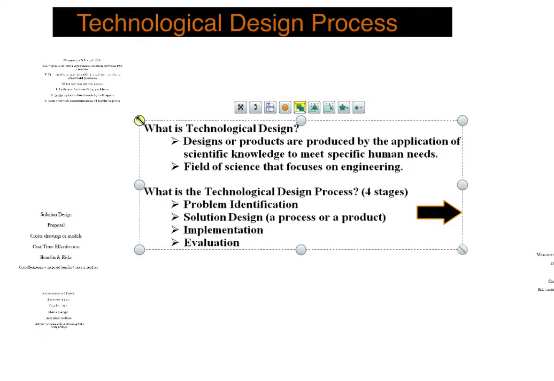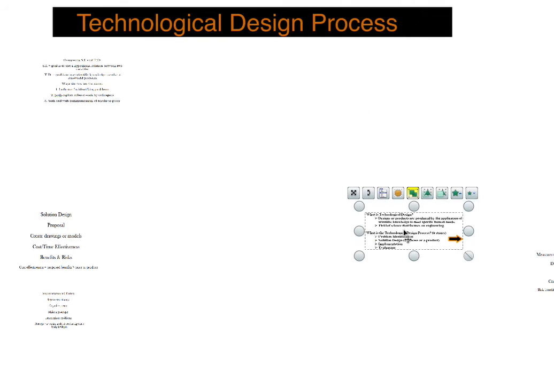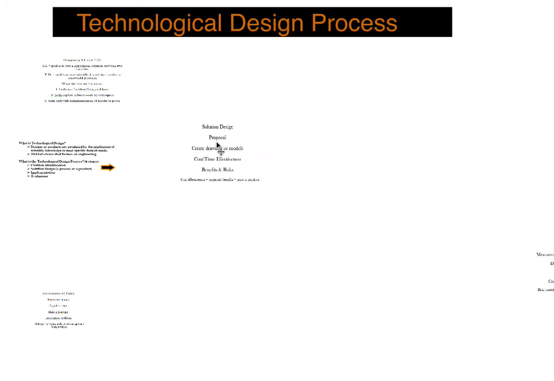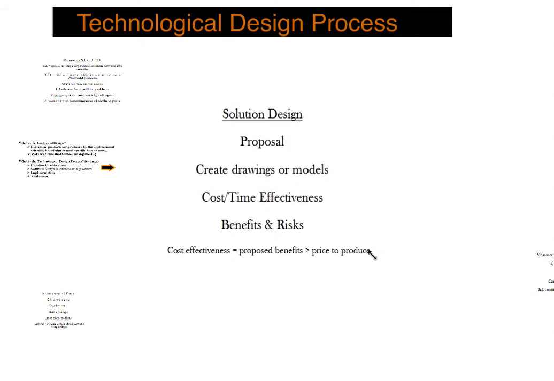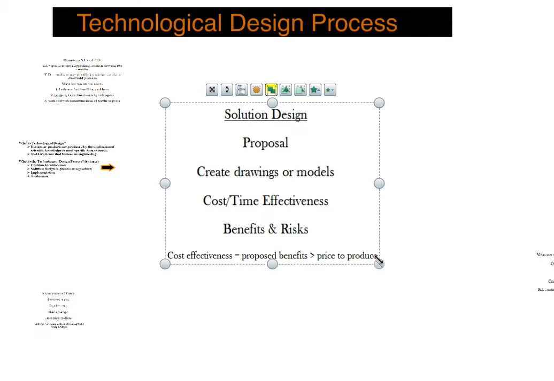So let's go into a little more detail on solution design. Solution design starts with a proposal, and you're going to create drawings or models, evaluate cost and time effectiveness, and then determine benefits and risks. So a proposal would be a basic general idea of how you're going to go about solving the problem. Then you're going to create a drawing or a model, and then you'll evaluate if it's effective.